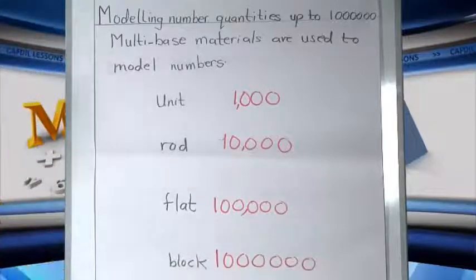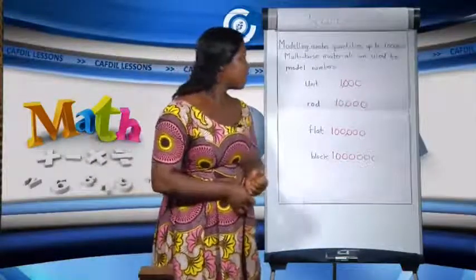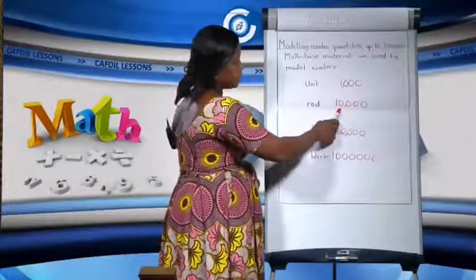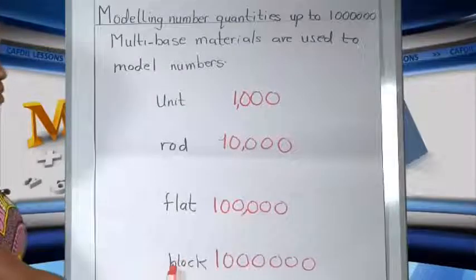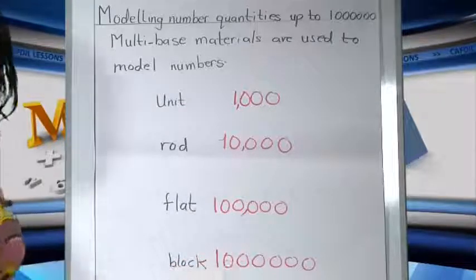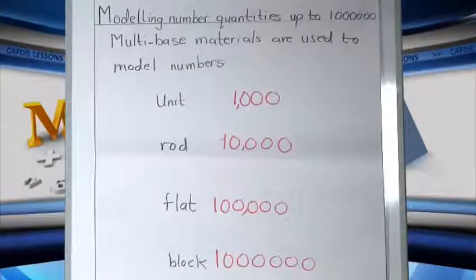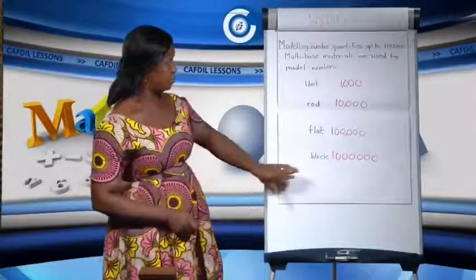Very good. So multi-base materials are used to model numbers. And the unit is 1,000, a rod is 10,000, flat is 100,000, and a block is 1 million. I hope you have copied it into your exercise book. Good.